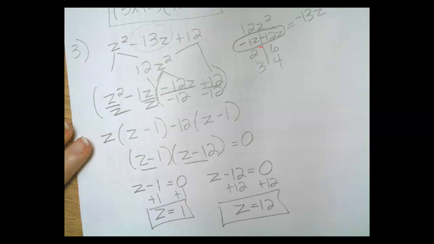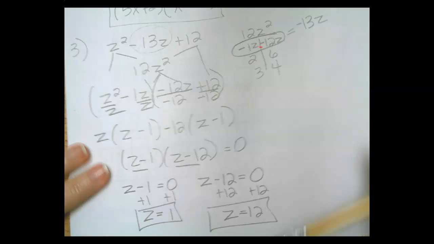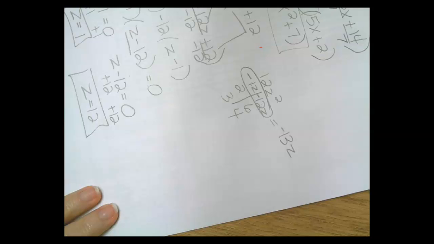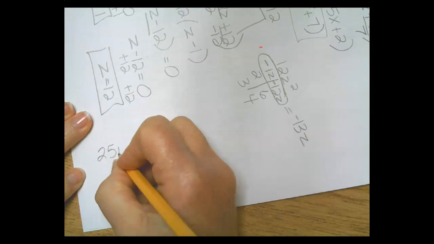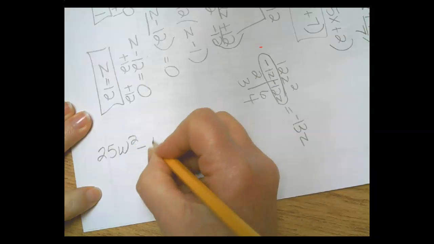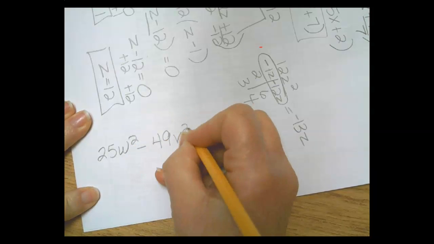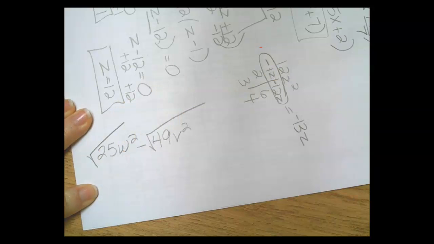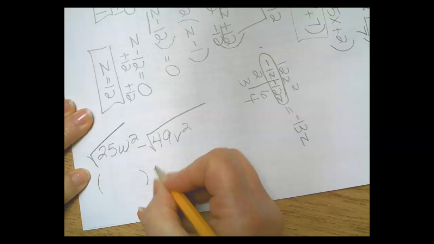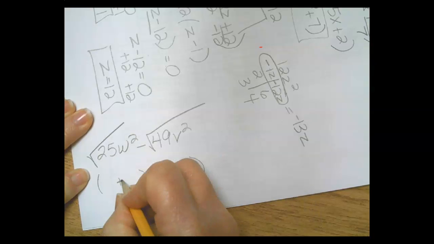On the last one, number 6, it has to do with the perfect squares. So let's give me an example. Let's do, I don't know, 25w squared minus 49v squared. We'll do a difficult one. So square root. Remember our parentheses, we have a plus and a minus.